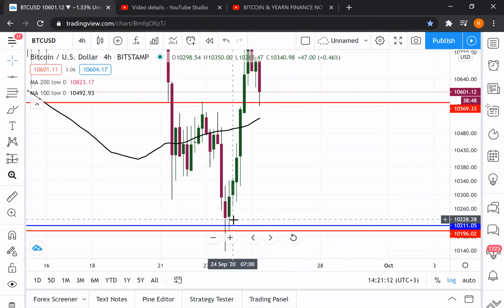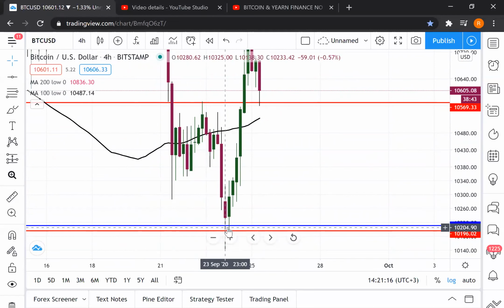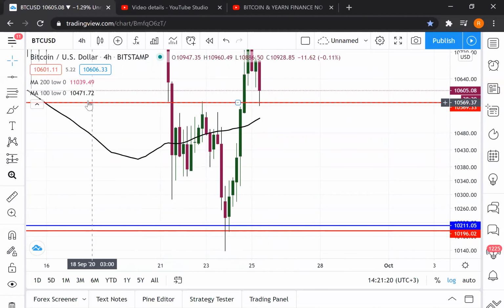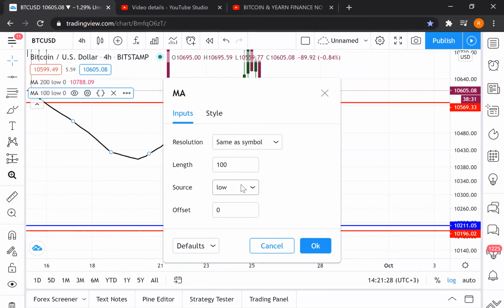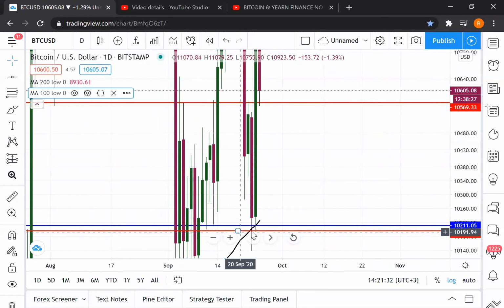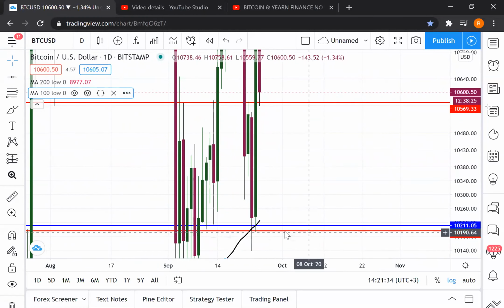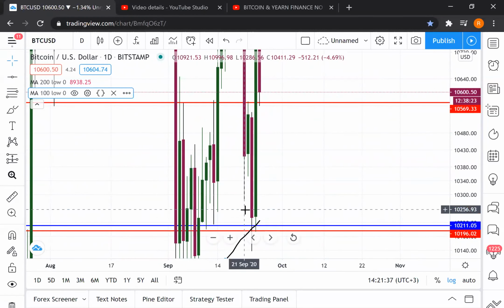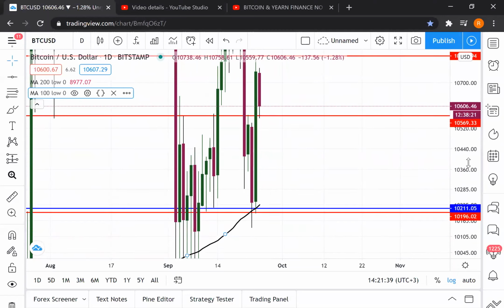You can have an idea why the market actually stopped here. Simply, if you want to understand why the market stops at any level, please add the moving average and switch between the highs and lows like that. For example, the 100, sit at the low. Take a look at the daily chart. You can see there is a support. Get a line over here and keep watching. Nothing is so hard.